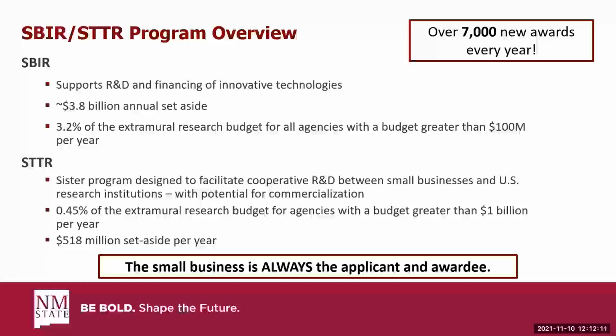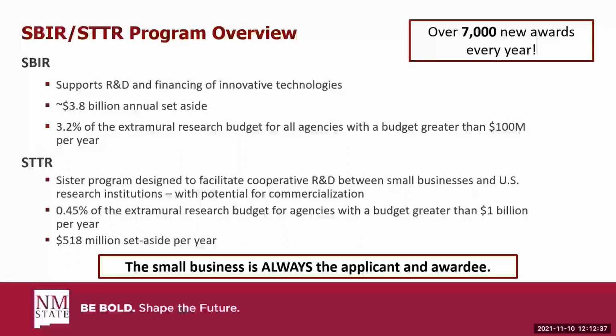Again, the STTR program is very, very similar to SBIR. We'll talk about the differences in a little bit. Basically for STTR, it's 0.45% of the extramural research budget for agencies with a budget greater than $1 billion per year. So there are fewer agencies that participate in STTR, and that equates to about $518 million per year as the set aside for that program.